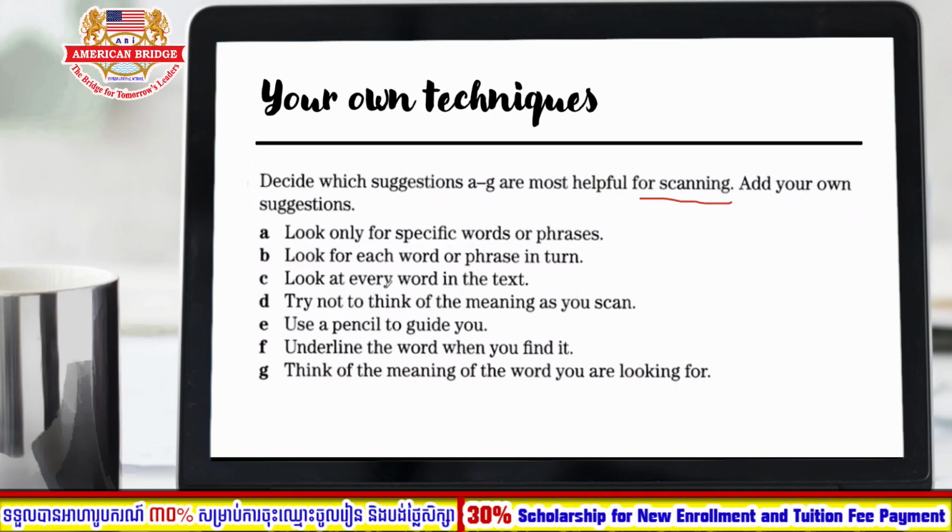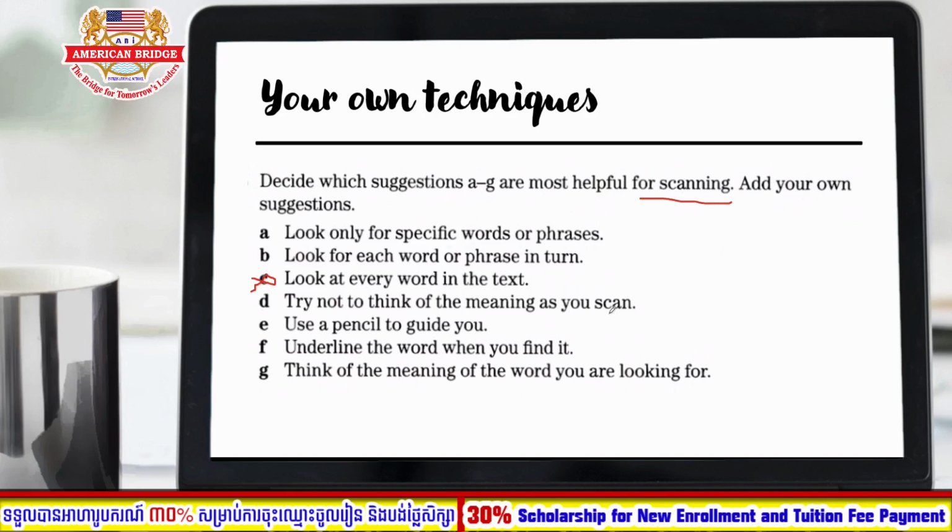And let us look at every word in the text. I don't strongly suggest letter C as a good technique because you may spend a lot of time looking at one word at a time. And letter D, try not to think of the meaning as you scan. This one, I kind of agree with, because if you think too much about the meanings, it can interfere with how you read the text.